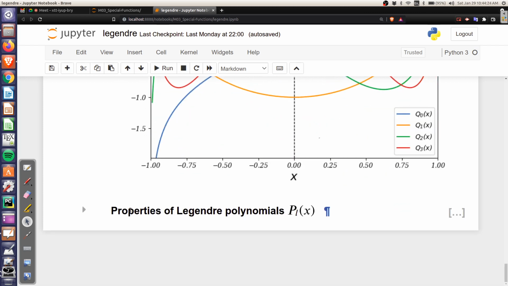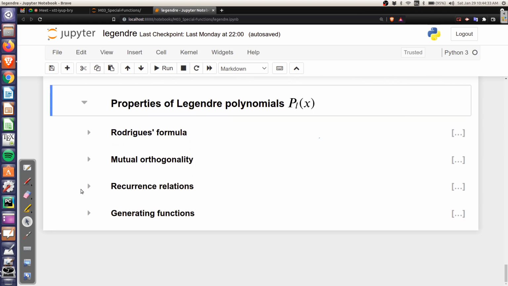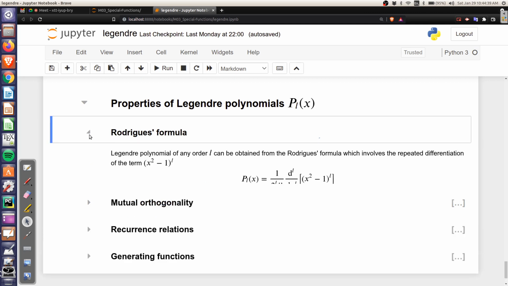All right, so finally we come to the properties of Legendre polynomials, and we'll stop over here. So these are the properties. Among these special function properties, we are interested in the Rodrigues formula, mutual orthogonality, recurrence relations, and generating functions.